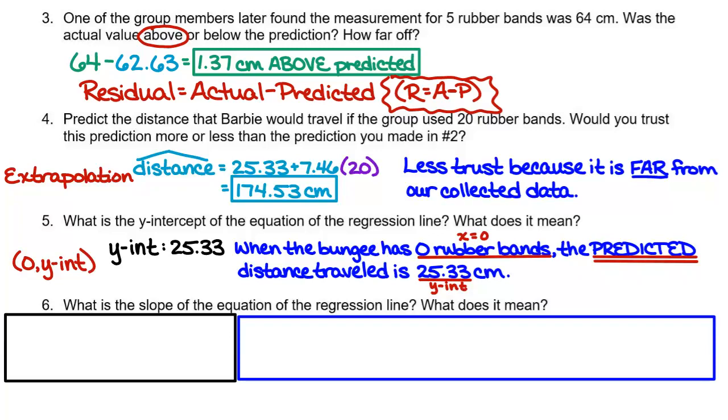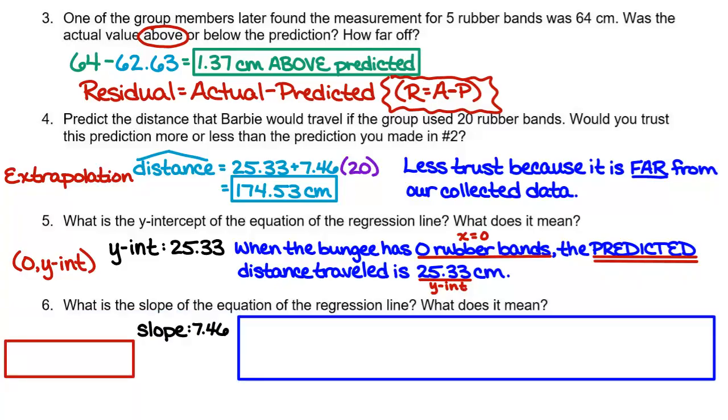What is the slope of our line of best fit? 7.46. What does that mean? It's the distance traveled between each rubber band, approximately 7.46. Yes, I like what you're saying. I like where you're going. I would just change your language a little bit, but your idea behind it is absolutely correct.